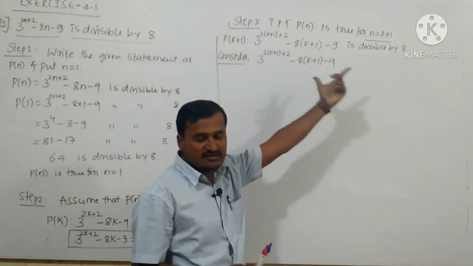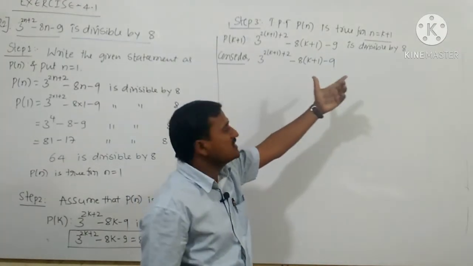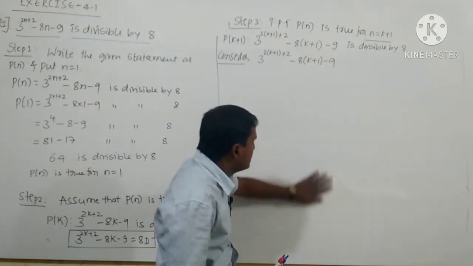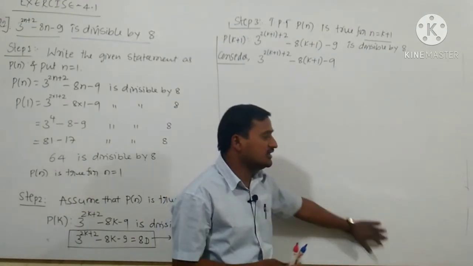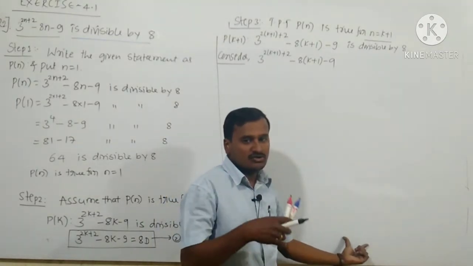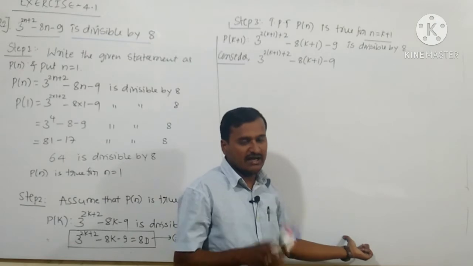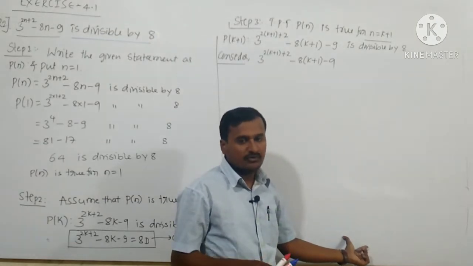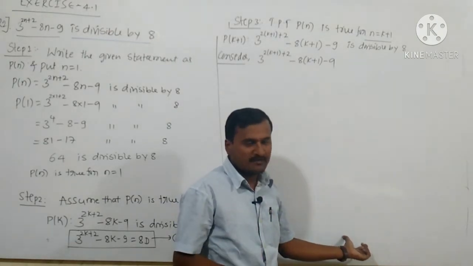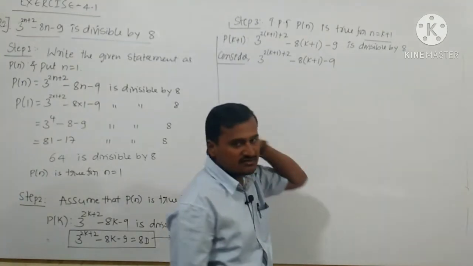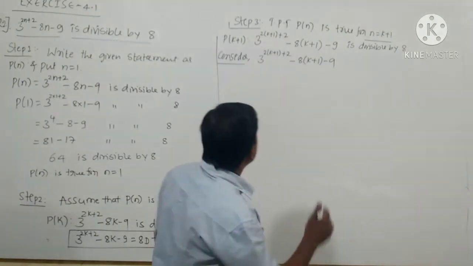This term is divisible by 8. So for that we have to simplify this one, and finally we should get 8 into q. 8 into q means 8 into some number. If we got 8 into some number, that means this term is divisible by 8. Okay, now I have to simplify this one.